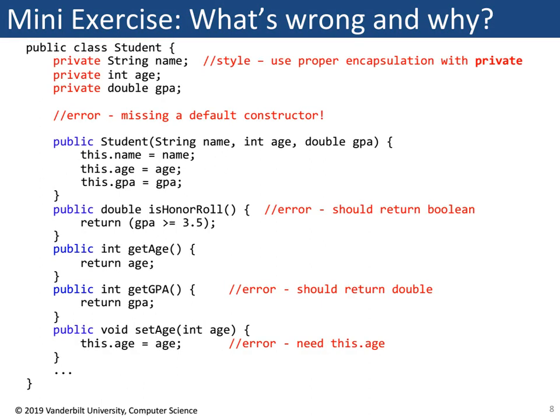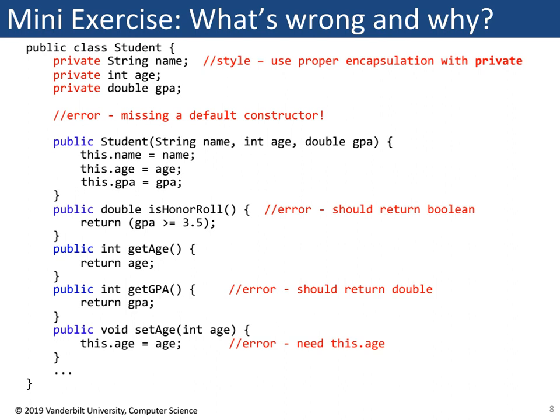So let's talk through this. First of all, we weren't properly encapsulating our instance variables. So these should have been set to private. They should have had the private modifier. Next, we have no default constructor. So there should have been a default constructor that accepted no parameters so that we could easily create a default student object.